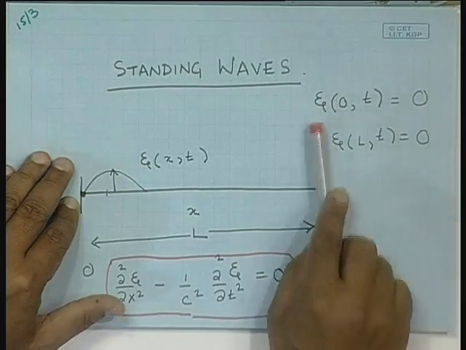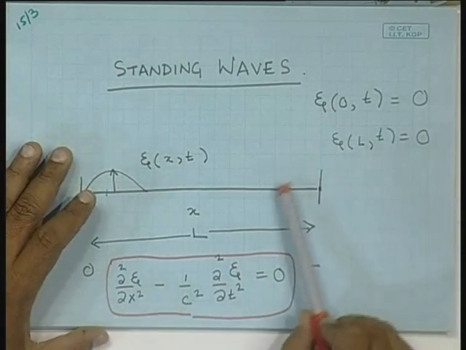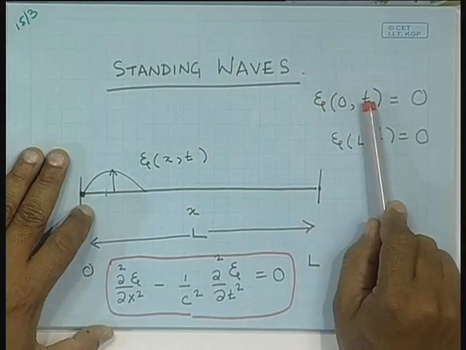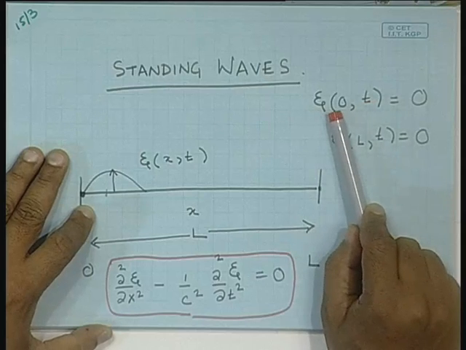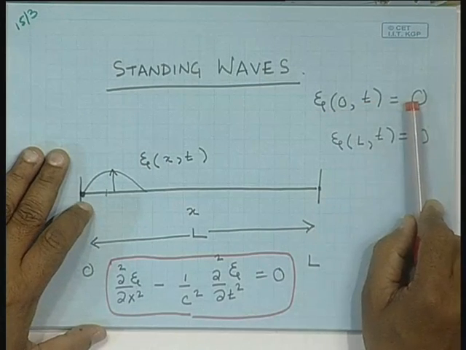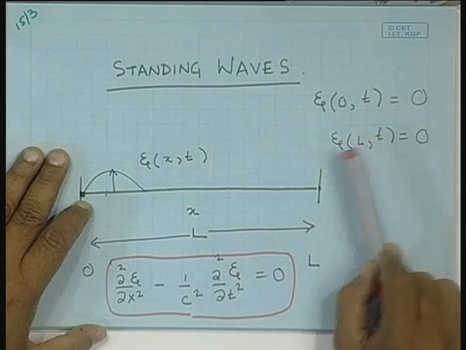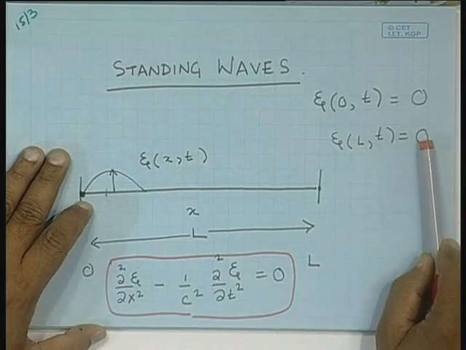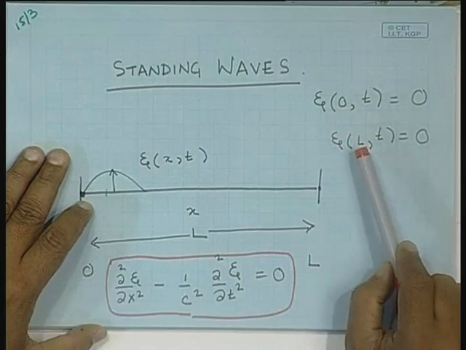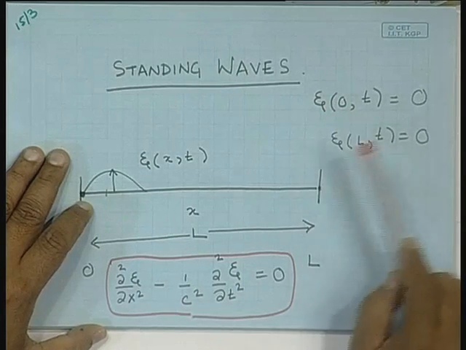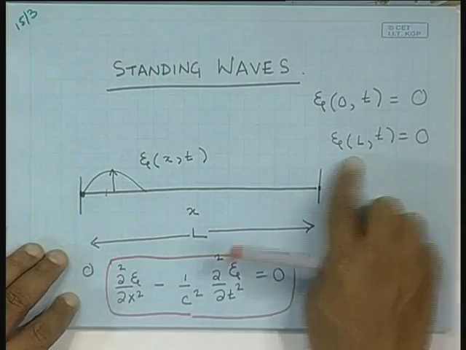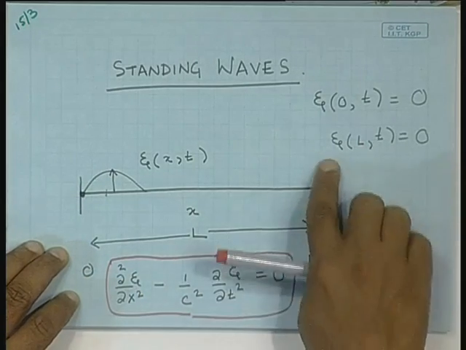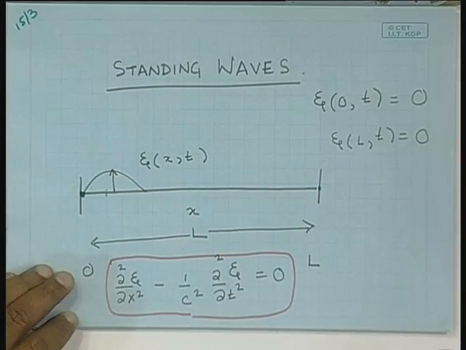Writing these down in terms of xi, this tells us that xi(0, t) at all times, the value of xi at x equal to 0 has to be 0. Also, at all times the value of xi at x equal to L has to be 0. So, at x equal to L and x equal to 0, the value of xi has to vanish at all times. So, we have to find solutions to this wave equation which satisfies this boundary condition.